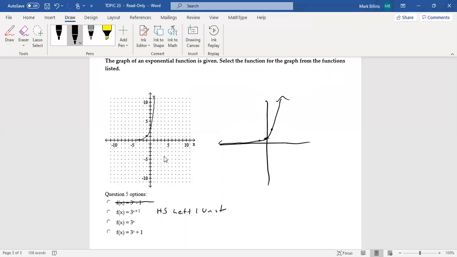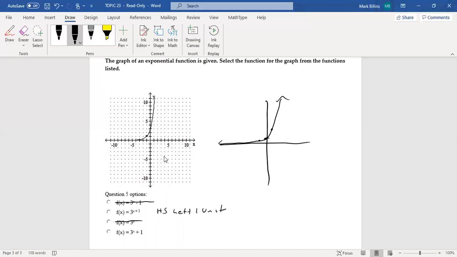The next one is 3 to the x. And remember, if it's 3 to the x, that means we wouldn't have had any shifting. We know that it would go through the point (0, 1), and this graph doesn't go through the point (0, 1). And the last is 3 to the x plus 1.